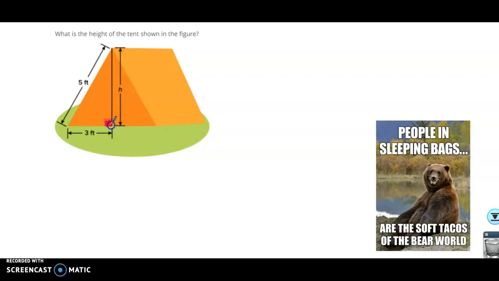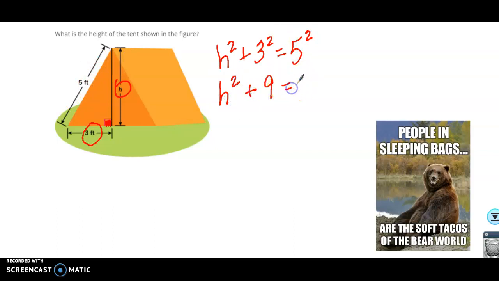Here's our right angle right here, so that means that this number and this number are our legs. So leg squared plus the other leg squared equals the longest side, the hypotenuse squared. So h squared plus 3 times 3 is 9 equals 5 times 5 is 25. So that gives us h squared. We're going to subtract 9 from both sides. We get h squared is equal to 16. Oh, that's messy. Oh, well. Take the square root of both sides, and you'll have your h.